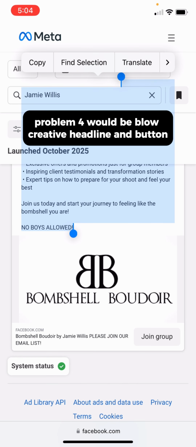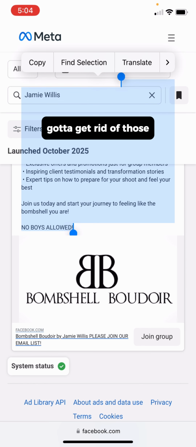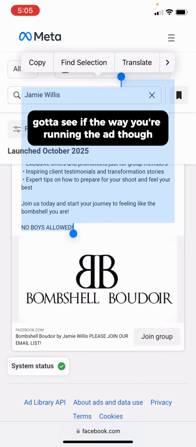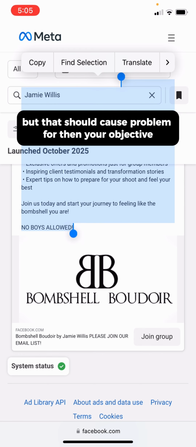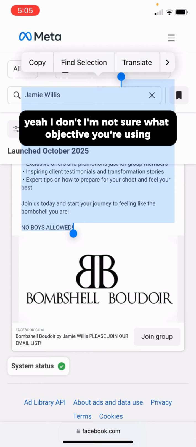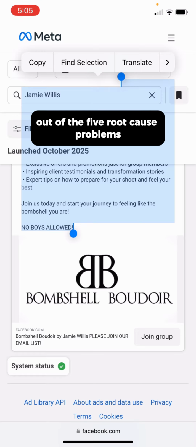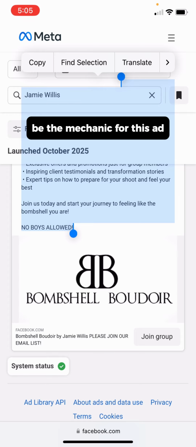Root cause problem 4 would be below creative headline and button. Gotta get rid of those. Gotta see how you're running the ad though, may not be able to remove the join group button, but that's root cause problem 4. Then your objective, yeah, I'm not sure what objective you're using, so that's basically half of the root cause problems. We got 4.5 out of the 5 root cause problems, and I kind of got two offers to be the mechanic for this ad.